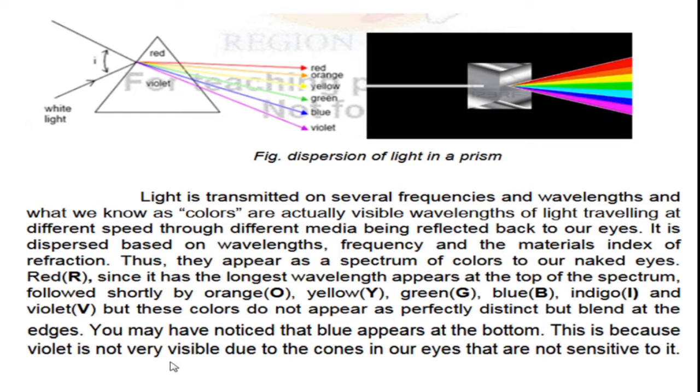But these colors do not appear as perfectly distinct; they blend at the edges. You may have noticed the blue appears at the bottom. This is because violet is not very visible, as the cones in our eyes are not very sensitive to it. So that is the arrangement of the color spectrum: red, orange, yellow, green, light blue, dark blue, and violet. Don't forget the arrangement.